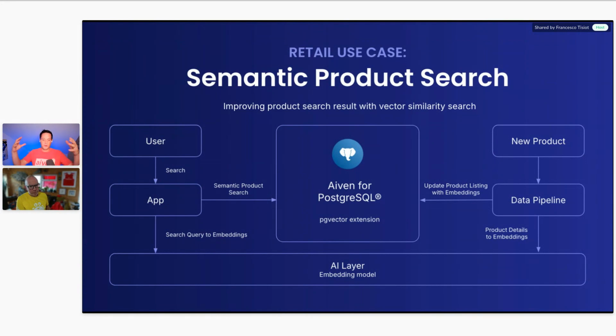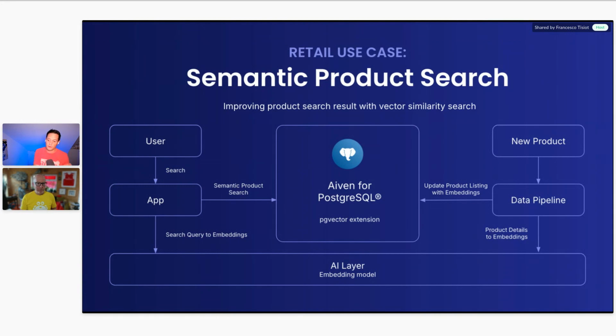Every time you create a new product, because maybe you are selling products on the internet, you are an Amazon 2.0, every time you create a product, you insert the product into the catalog, and that will automatically talk with, for example, the AI layer. Could be OpenAI, could be Gemini, could be something from Amazon, could be something open source, and create the embedding. That embedding will be stored in Ivan for Postgres along with all the other product information.